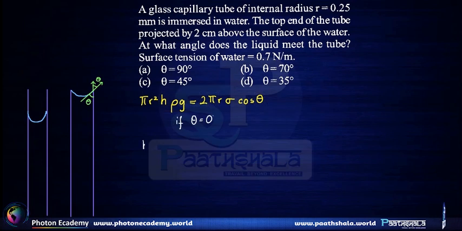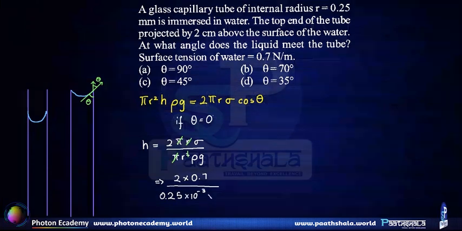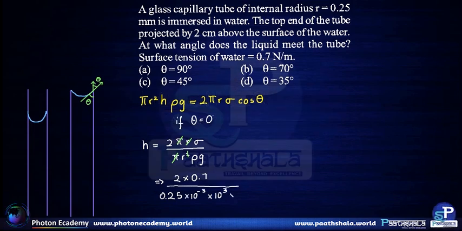Then we have h is equal to 2 pi r sigma divided by pi r square rho g. So pi and r cancel. We have height equal to 2 into sigma divided by radius into density into acceleration due to gravity. And we have everything in SI units here.